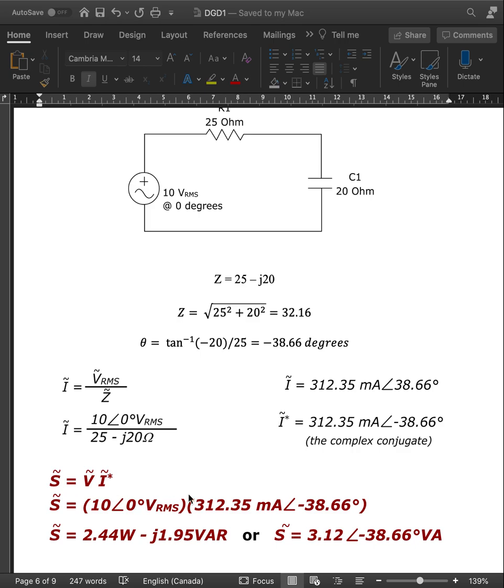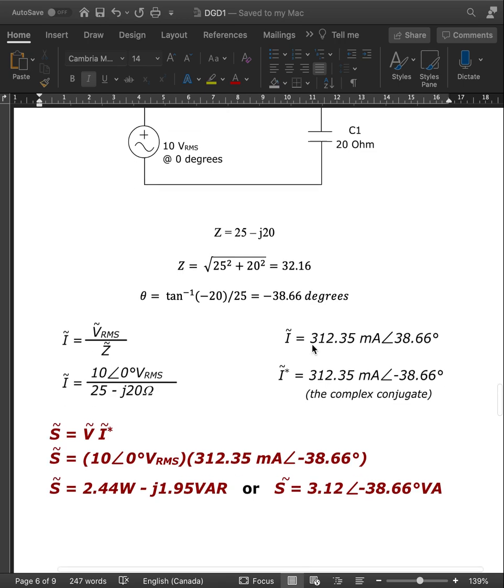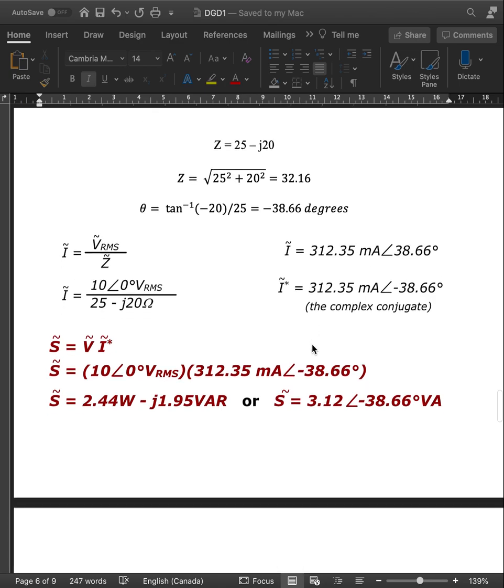Same usual steps, and we have the following answer at this point. So it's 2.44 minus j1.95 or 3.12 angle minus 38.66. And similar to the last example, we can always check the angle of the impedance here to make sure it matches the impedance angle here. So we know that the answer is correct, or it's just one way of making sure it is on the right track.